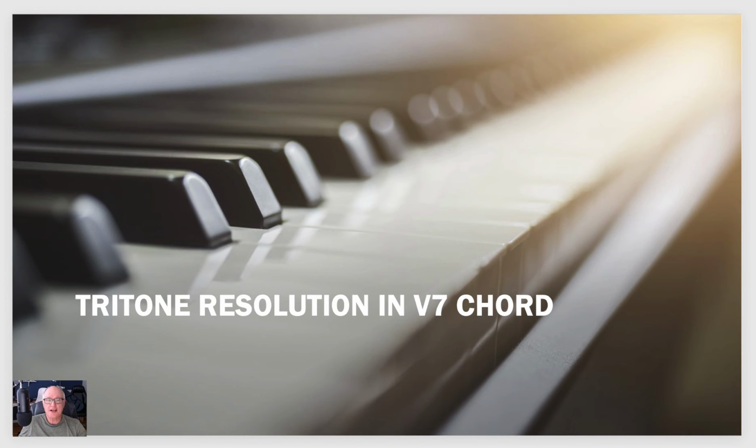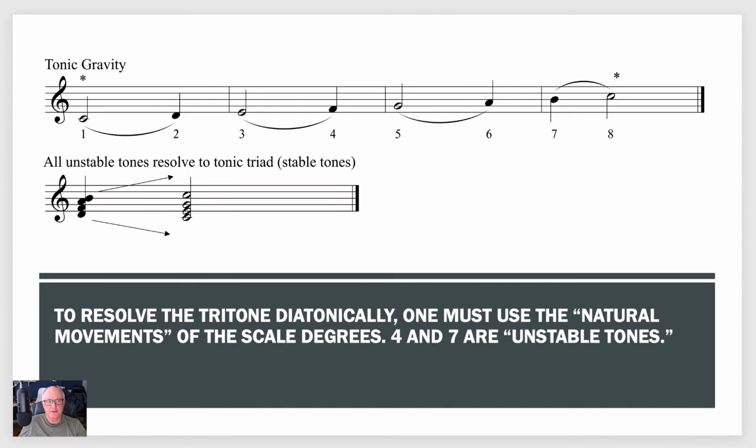The next is the tritone resolution in the 5-7 chord. So let's once again look at the tonic gravity. So remember this. 7 wants to go to 8 or 1. 6 wants to go to 5. 4 wants to move back down to 3. 2 wants to go to 1. Another way to say this is the stable tones are 1, 3, 5 because they build the tonic triad. That's the tonic gravity. All other pitches are unstable.